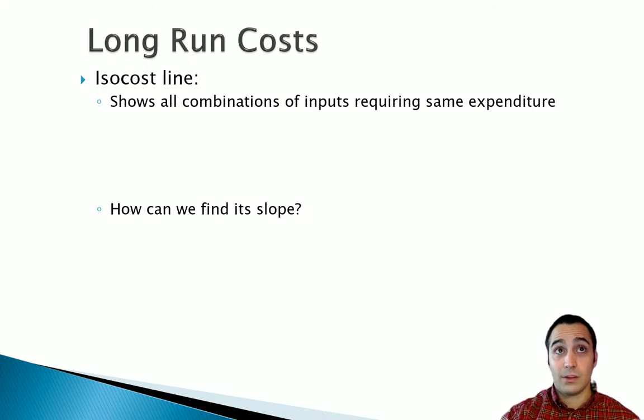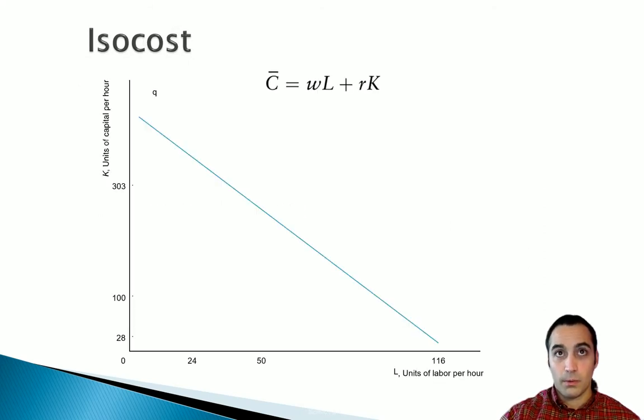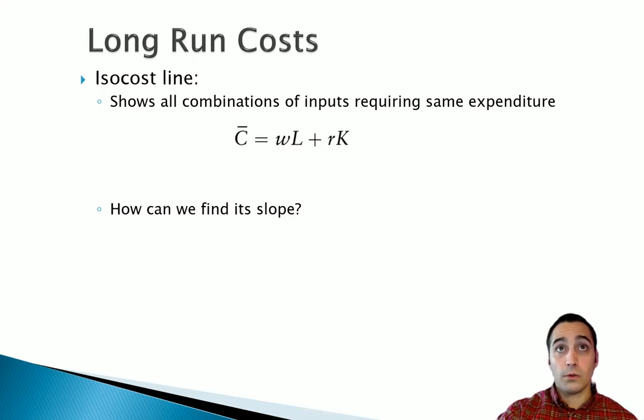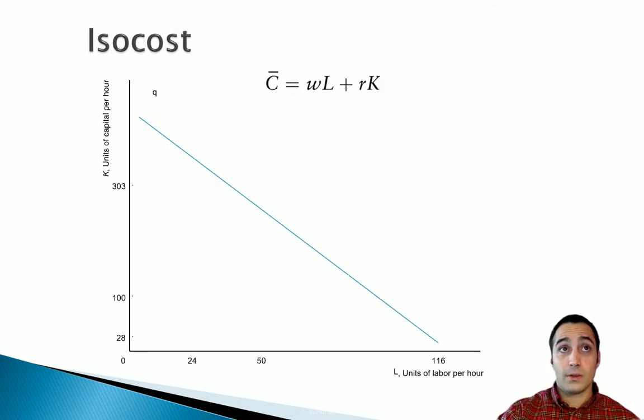Next thing we might ask is, well, how can we find its slope? i.e., at what rate must we trade labor and capital in order to maintain the same level of cost? Think about how we did that before with the budget line for consumers. See if you can figure it out. Well, note we have C equals WL plus RK. We want to know the effect of L on K, so why don't we just rearrange this cost function to be K as some function of L.